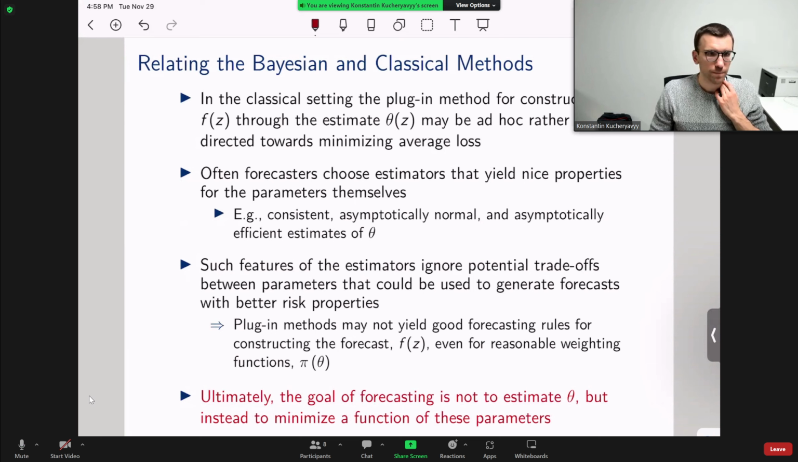Okay. Yes? I have a question about the Bayesian and classical approaches. So mainly the Bayesian approach works better than the classical because it's basically the more general case, as I got it. But you've mentioned that in some particular situations, the classical approach is better. When is it?